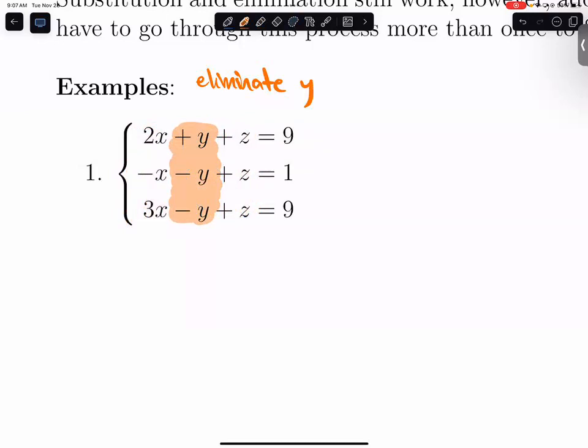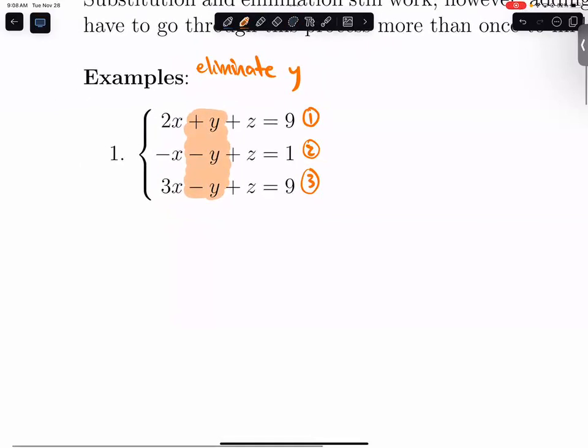Okay, so we're gonna take 2 of these at a time and combine them rather than all 3 together. I'm gonna label them 1, 2, and 3, or A, B, and C, or whatever, just so I can keep track of what I'm doing.